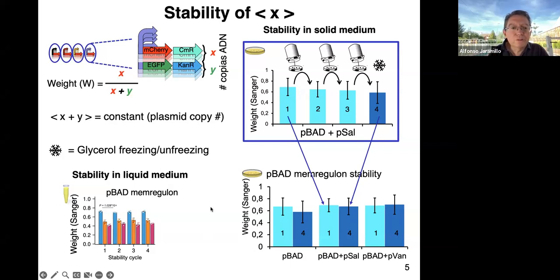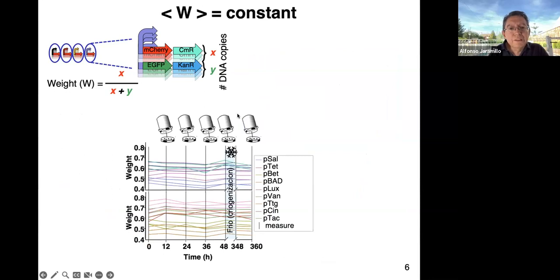Another important thing is that it is the population average of the weight that is constant. When the cells divide there is an equipartition, so at the single cell level it is not going to be the case. Here we tested this, and I don't know what is the best way to plot it in a way that is easy to check. This is in solid medium, and we have 3 replicas for every promoter, each in a different color, and then we just plot the measurements.